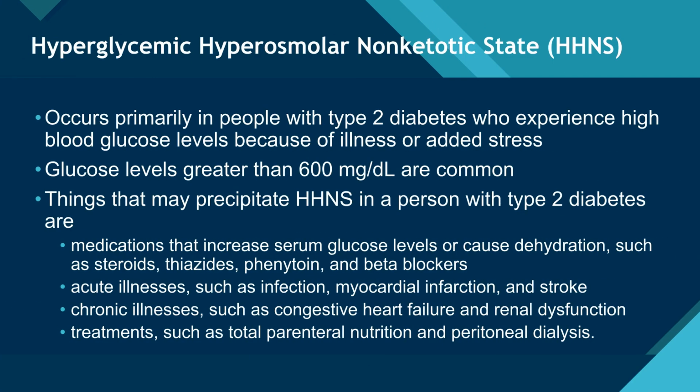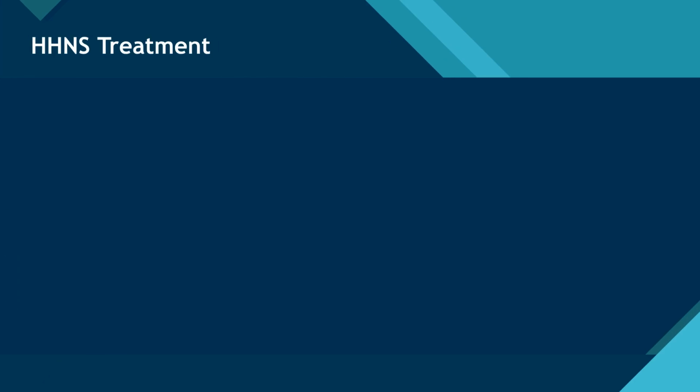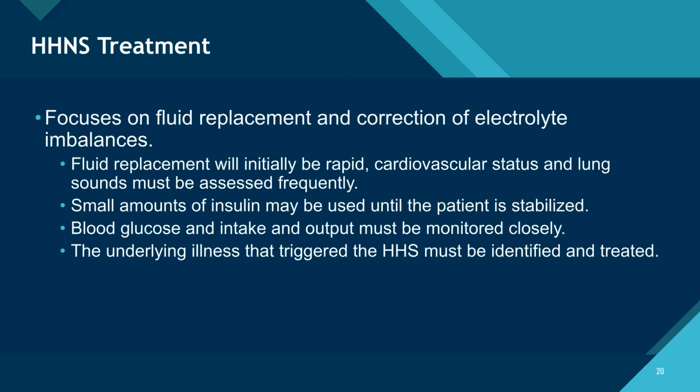Hyperglycemic hyperosmolar non-ketotic state, or HHNS, primarily occurs in people with type 2 diabetes due to high blood glucose levels from illness or stress. Glucose levels are often greater than 600 milligrams per deciliter. It can be precipitated by certain medications, acute and chronic illnesses, or treatments. HHNS treatment focuses on fluid replacement and correcting electrolyte imbalances.